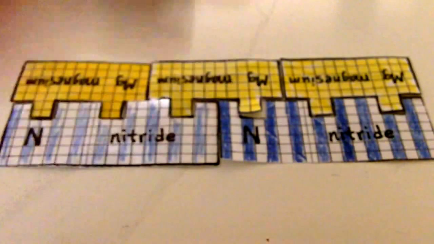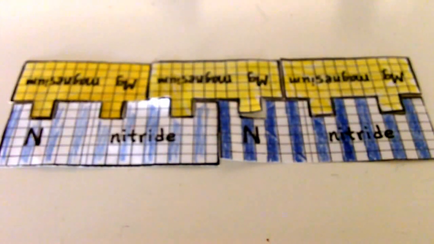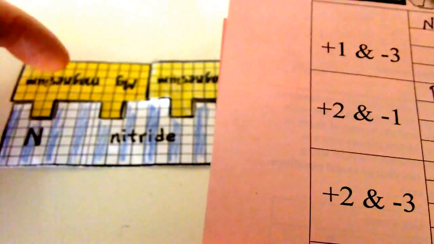For your chart, we just want to record that information. We have our +2 -3 charge combination. Our +2 is the magnesium 2+, our -3 is the nitride 3-. So Mg2+, N3-. So we write that in there.